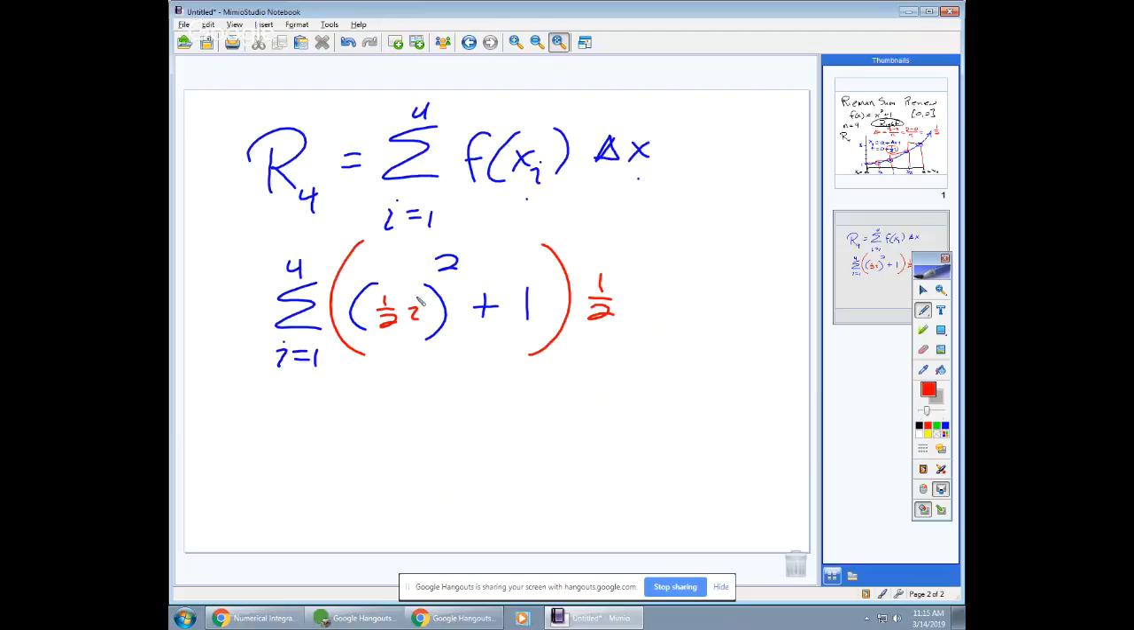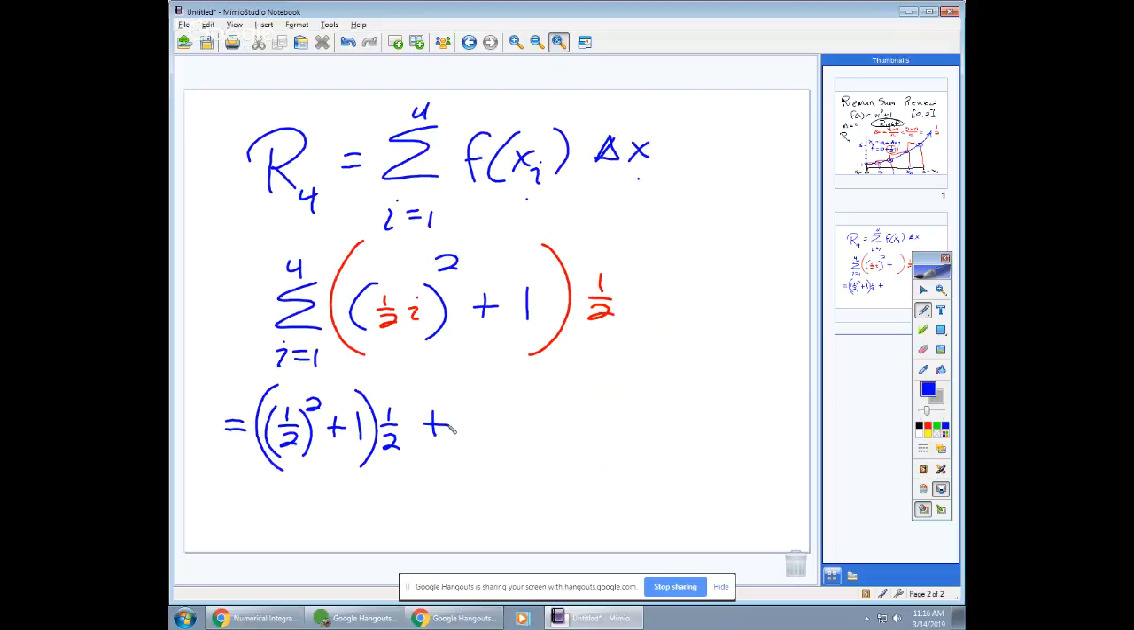And what happens if I start using this? Well, this summation notation says let i equal 1. So if i equals 1, I'm going to have (1/2) squared plus 1 is the first y value. Multiply that by 1/2.